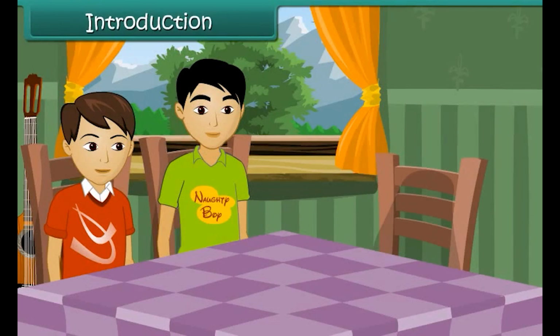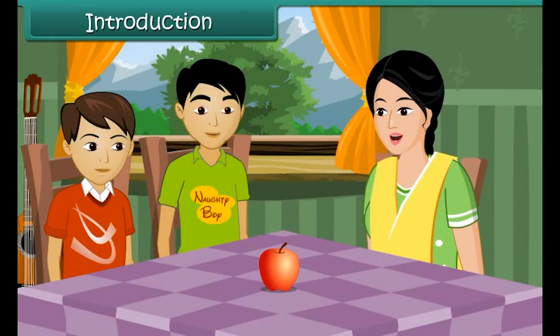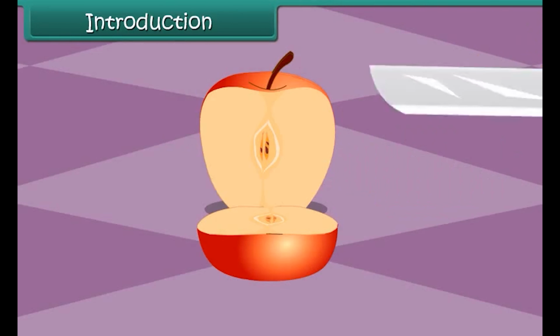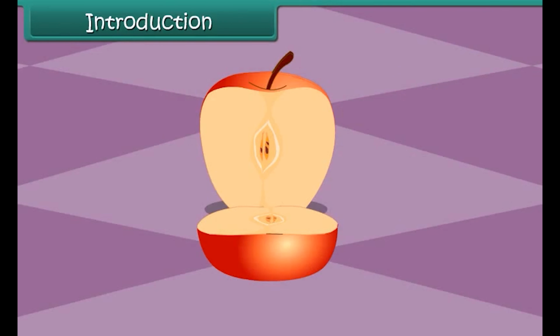Mom, we are back from our music class. I am feeling very hungry. Me too. Okay, kids, take this apple and share among yourselves till I prepare some food for you. But how do we share it? Cut the apple with the knife in 2 equal pieces so that both of you get 1/2 of an apple.